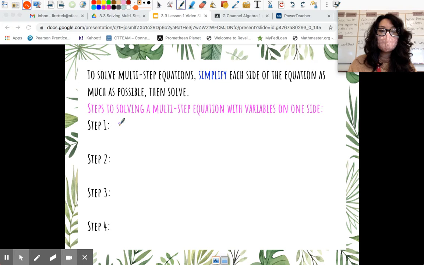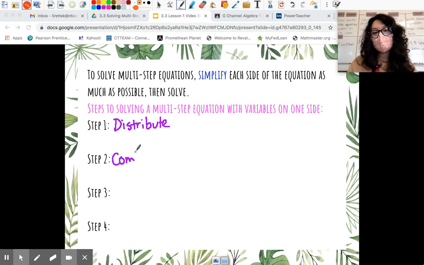So step 1, the first thing we want to look for is if we need to distribute. Now, when we distribute, we're looking for parentheses. So again, if we don't have parentheses in the equation, we don't need to do step 1. But if we do, we must always distribute first. Step 2, we're going to combine like terms. And again, this is if we have any. Maybe we don't have to do this because we don't have any like terms.